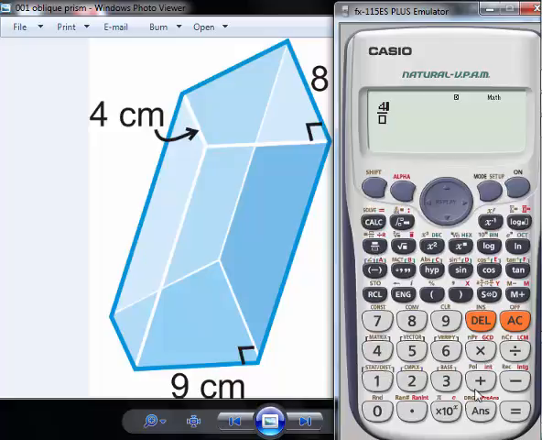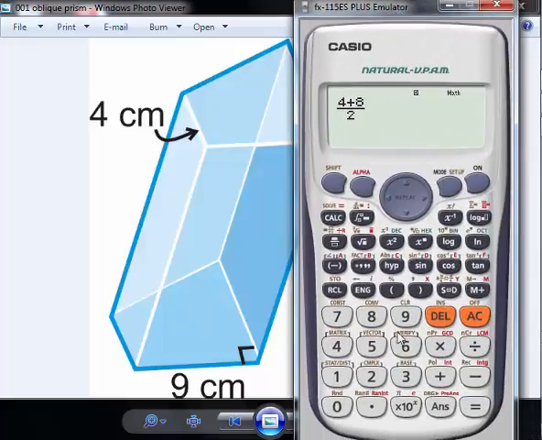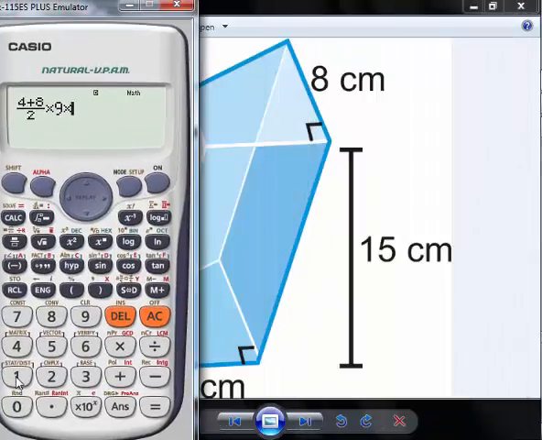So that'll be 4 plus 8 divided by 2, and then you multiply that by the height, which is 9, and then that's the area of each of the bases, and then you multiply that by the height, which is 15, and you get 810 centimeters cubed. Now in the problem in the book, it just says that it's slanted, it gives the same kind of sizes, I guess is what I wanted to say.